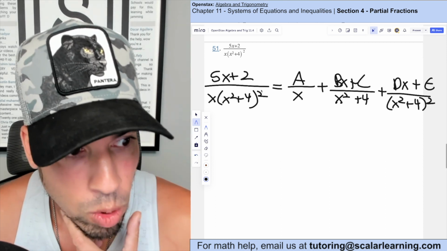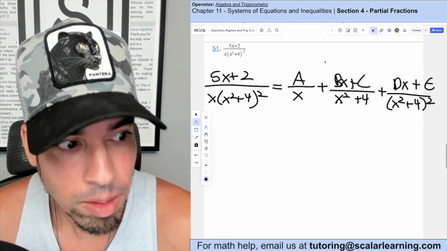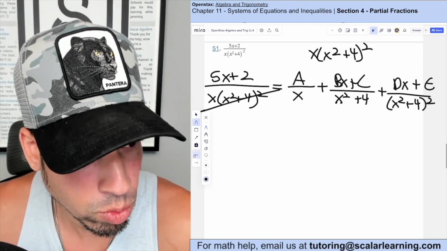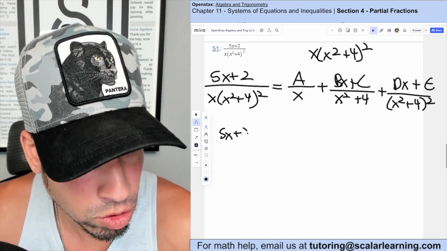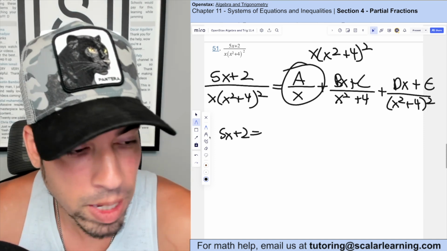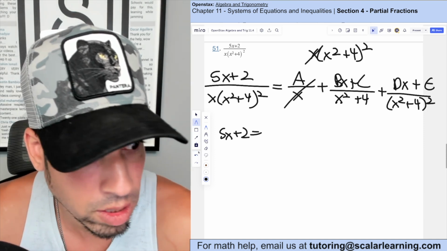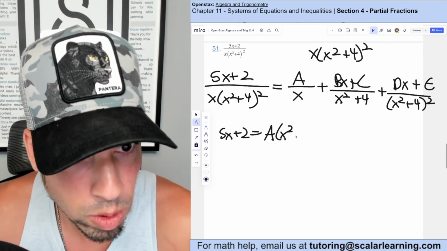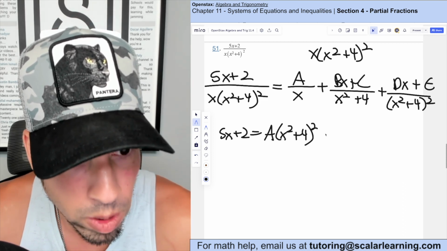Great, now we're gonna multiply everything by that nice denominator. So when we multiply against this term, of course, the denominators will cancel, and we'll just get 5x plus 2. And then over here, when I multiply against this term, the x's are gonna cancel. And then we have a times x squared plus 4 squared.